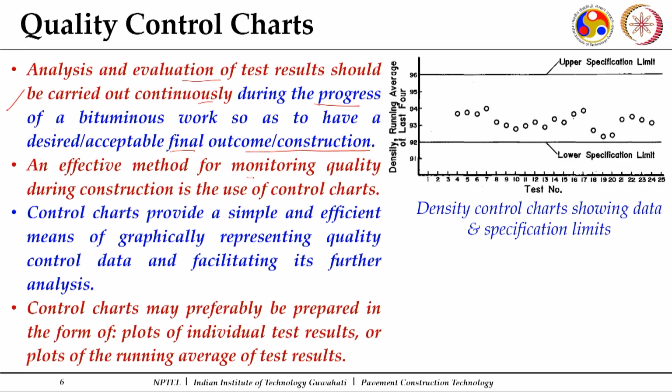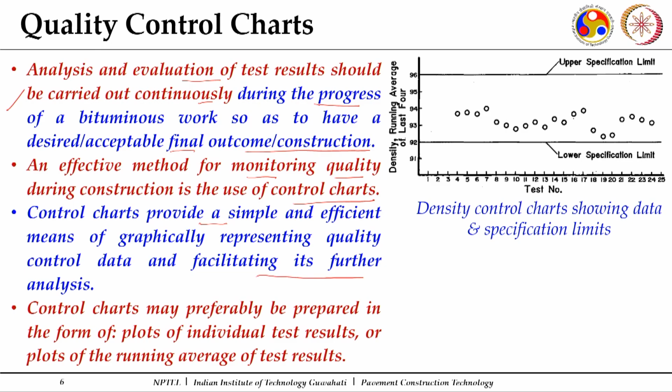An effective method for monitoring quality during construction is the use of control charts. Now this is one effective method which is widely used, specifically in bituminous bound courses. And what does a control chart give you? A control chart provides a simple and efficient means of graphically representing the quality control data of a particular characteristic, say a bituminous mix characteristic, and facilitating its further analysis.